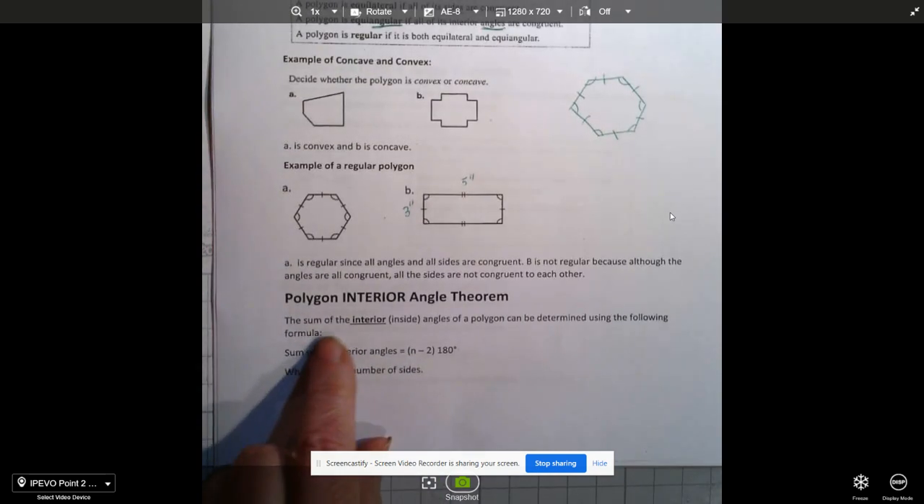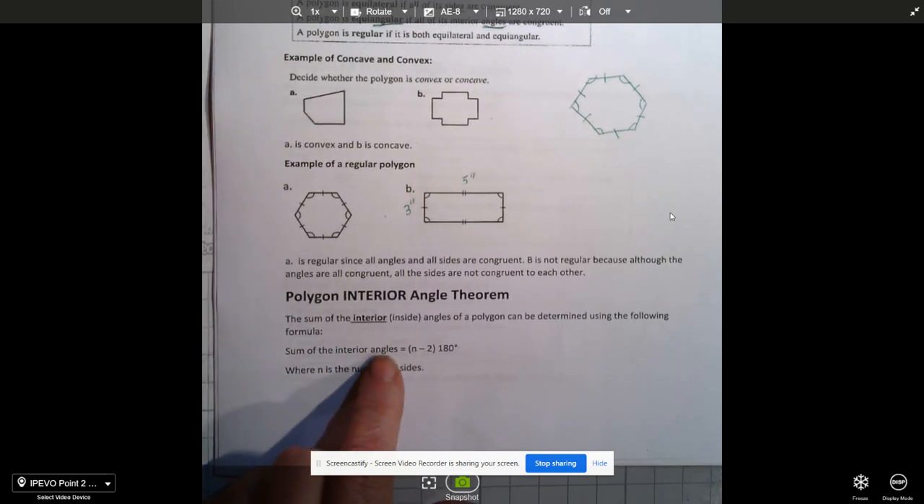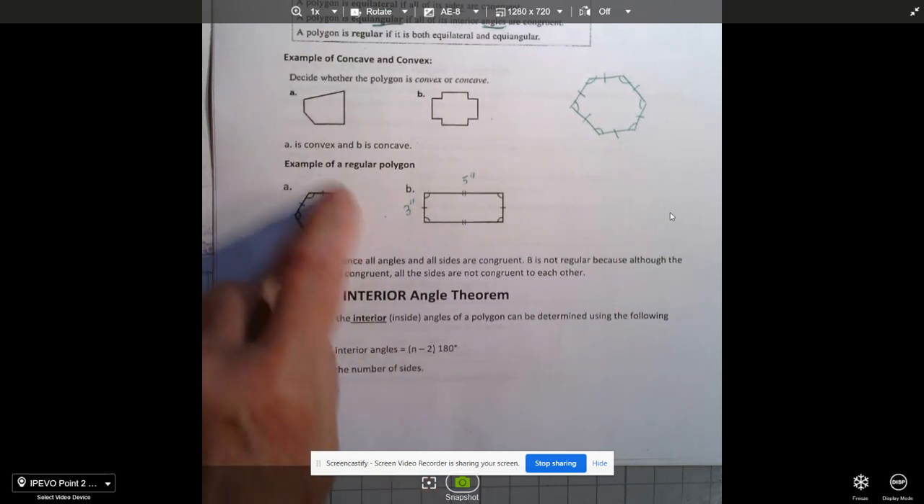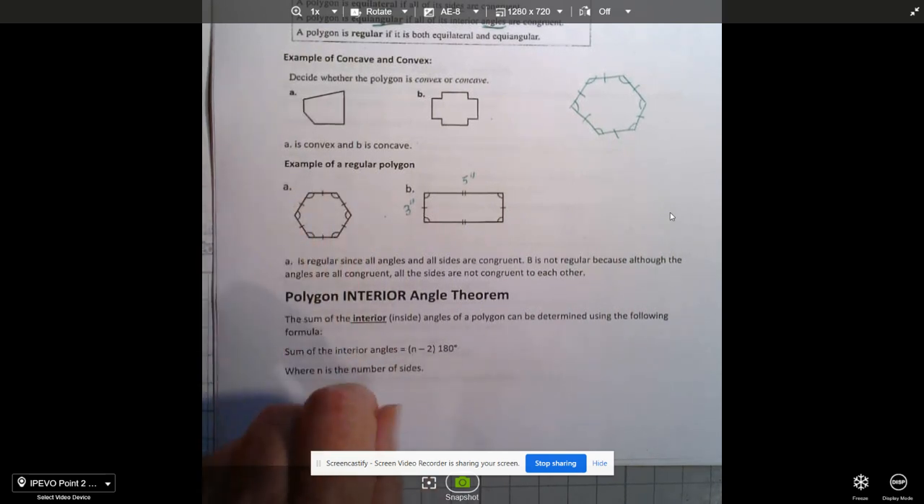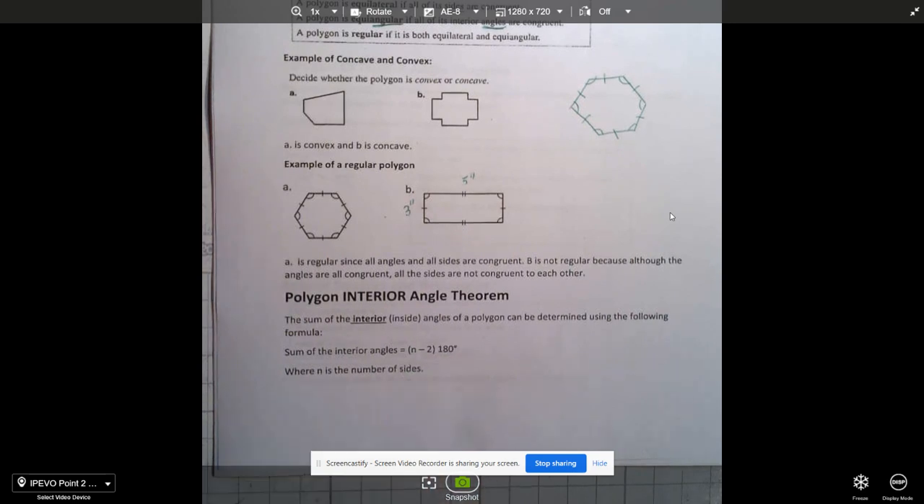And then we have this interior angle theorem. What this gives you is a way to figure out what the sum of all the interior angles add up to. So for instance, I could figure out what all these angles would add up to. And the formula looks like this: n minus 2, where n is the number of sides, times 180.